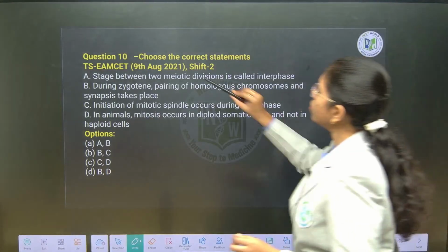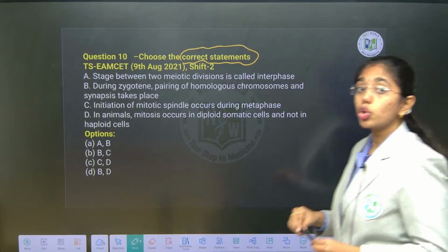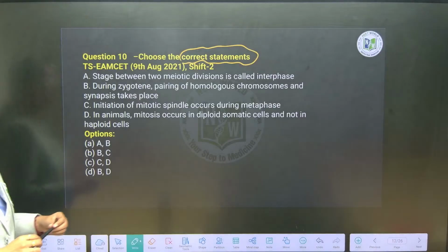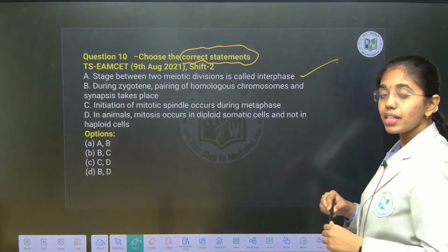Next, choose the correct statements. Stage between two meiotic divisions. Okay, what is the stage between two meiotic divisions? Just look into this question. Fine, right? Did you look into the question properly? Stage between two meiotic divisions is called interphase. True, right? Interphase is in between two M phases.